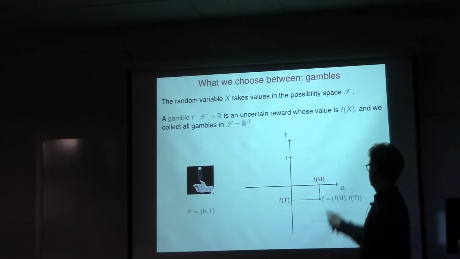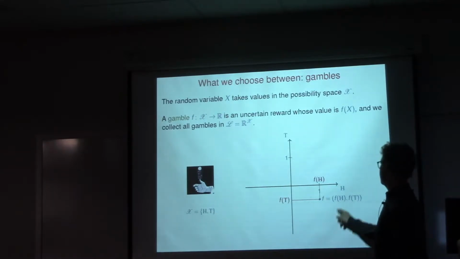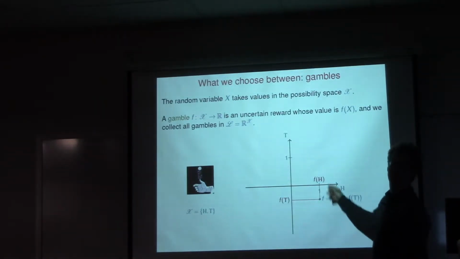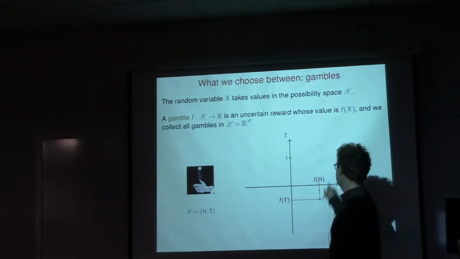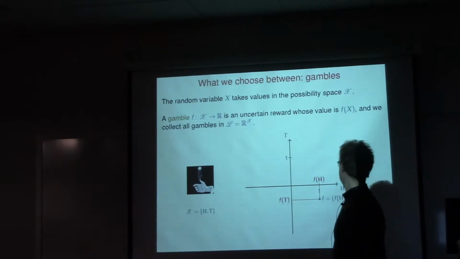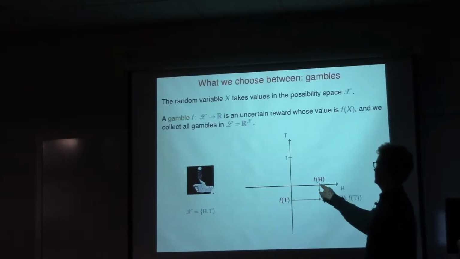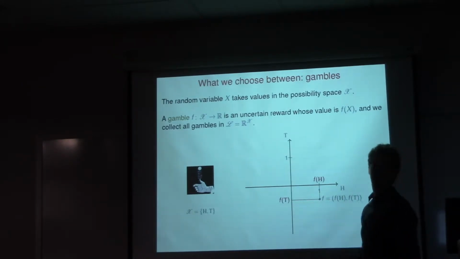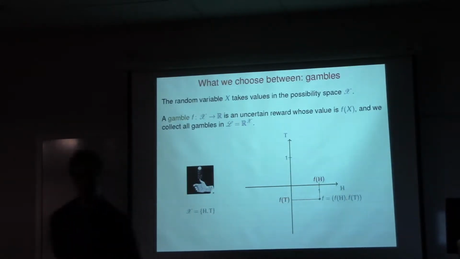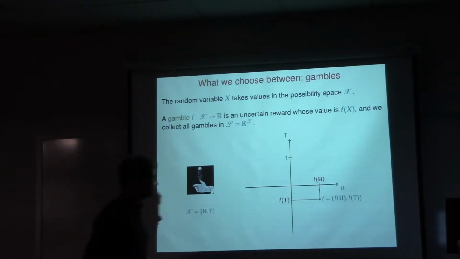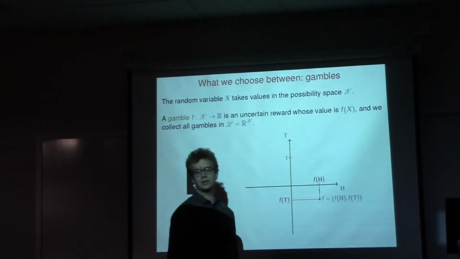Well, this gamble f is determined by its first component, which is its value in heads, and its second component, which is its value in tails. So any point in this plane is a gamble, and this specific gamble has a value 1 in heads and -1/2 in tails. And what is now the interpretation that we attach to a gamble? Well, a gamble is an uncertain reward. So what does it mean to have a gamble? For instance, this gamble, what does it mean?